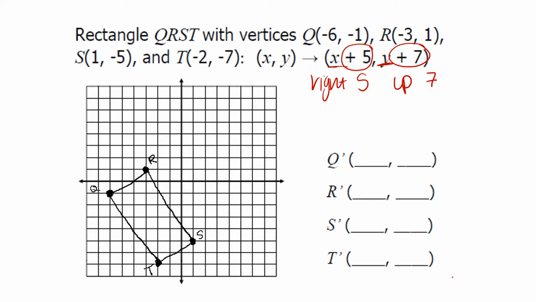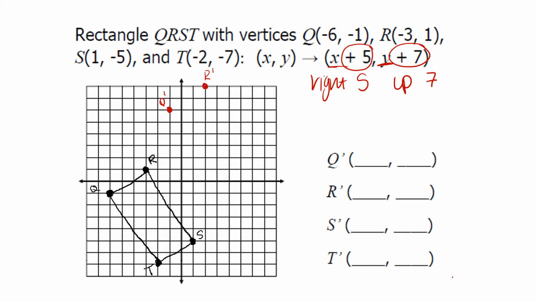So we're going to start with Q, so put your pencil on point Q, and we're going to go right 5, and then up 7. And put your new point, which is Q prime. It looks like a little 1 on top, Q prime. We're going to do the same thing for all of our points. So put your pencil on R and count right 5 and then up 7. And label that point R prime, little 1 on top.